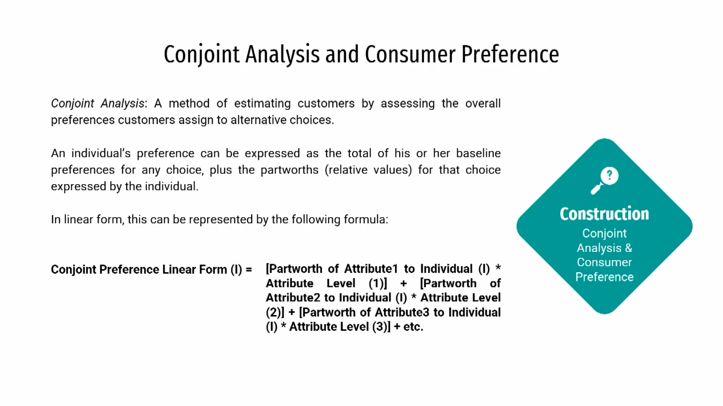So, the formula can take this form: part word of attribute 1 to individual I multiplied by attribute level 1 plus part word of attribute 2 to individual I multiplied by attribute level 2. So, for example, I will just explain it with an example. What is the emphasis I am putting for attribute performance? Let us say it is my top priority. So, weightage is let us say 50%.